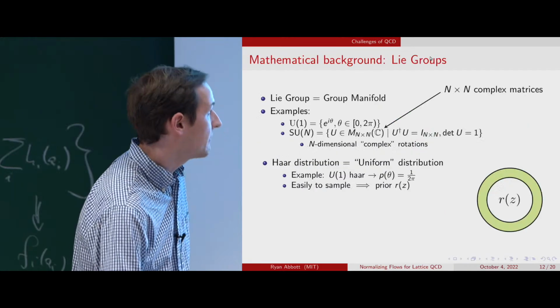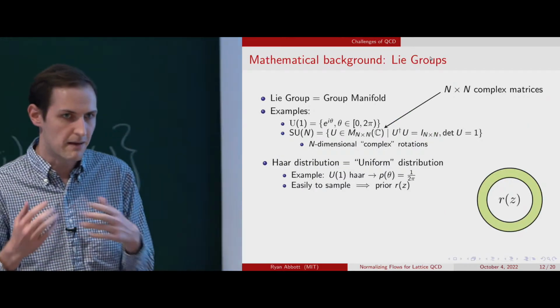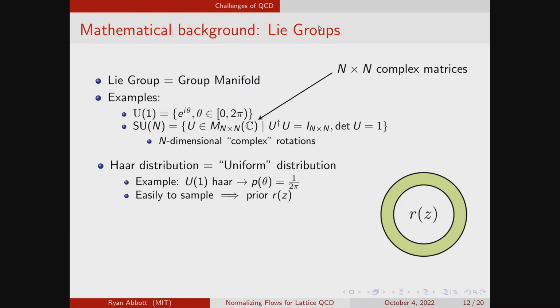So to talk about the first point, I first have to give a little bit of mathematical background. One of the fundamental objects of study in lattice QCD and really in all of particle physics is the idea of a Lie group. A Lie group is really just a fancy term for a group manifold.